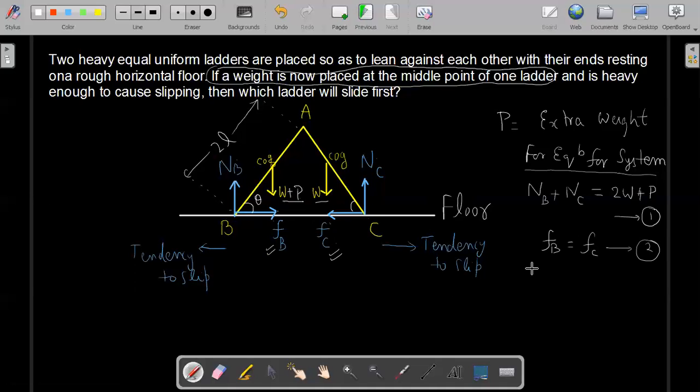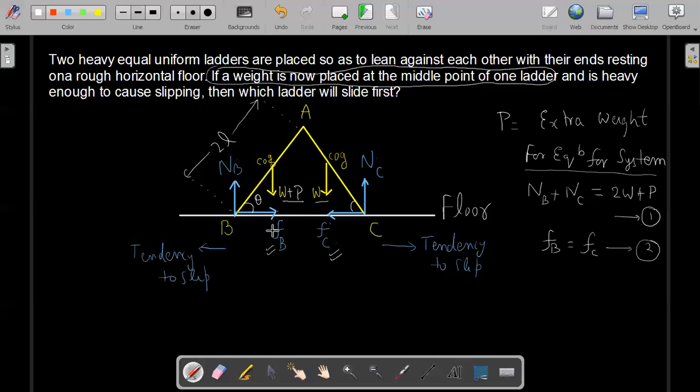Also, for the rotational equilibrium, the sum of the torques by all forces, or you can call it the resultant torque, has to be zero. The total torque has to be zero about any point on the system.